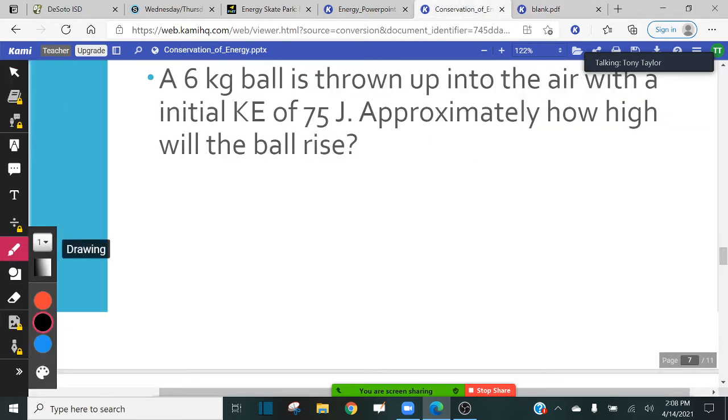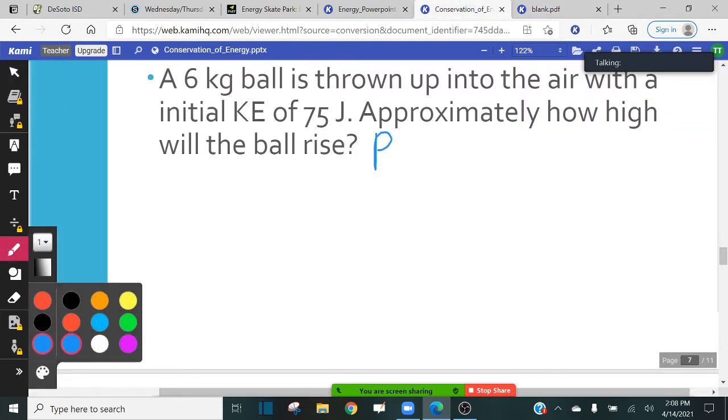So let me write that down. Potential energy at the very top is equal to kinetic energy at the very bottom.